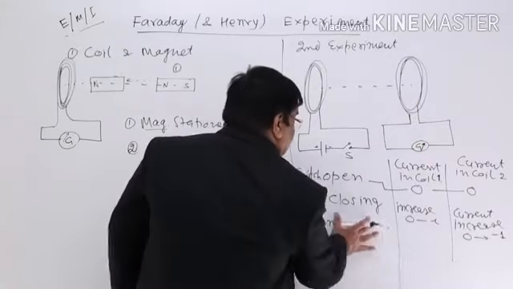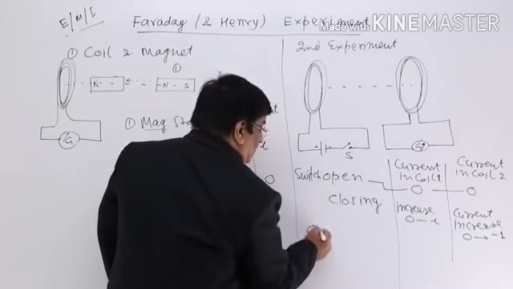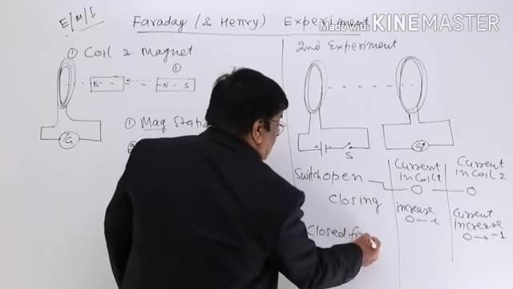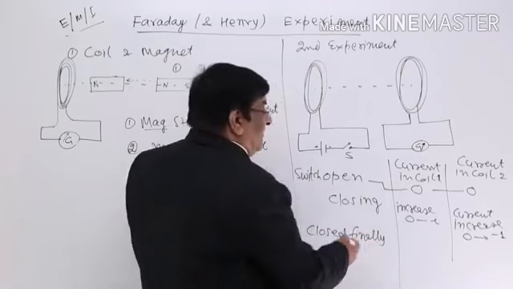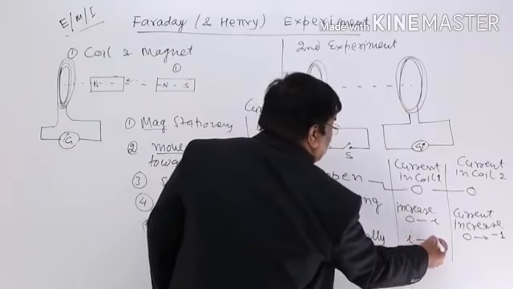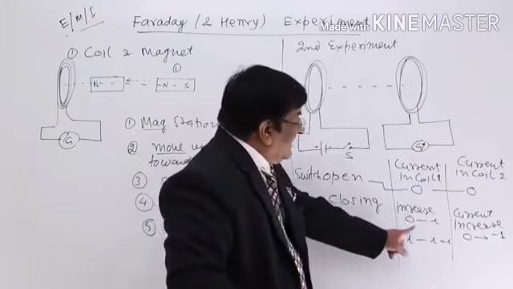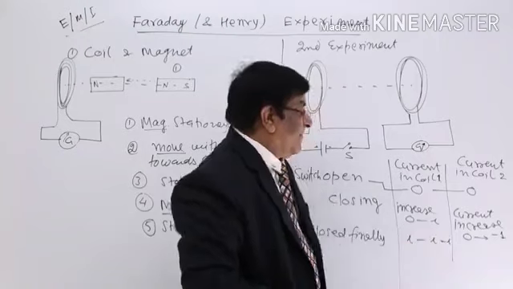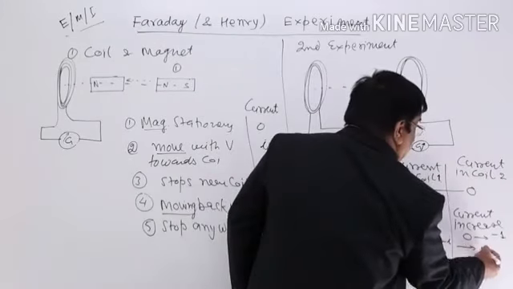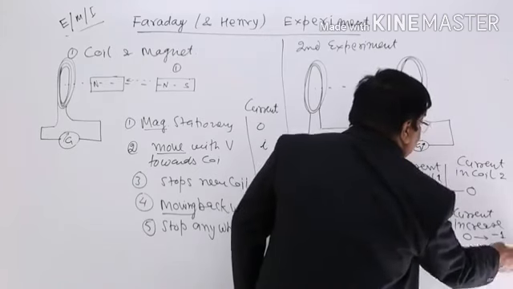Now third, closed finally. When we closed it finally, the current remains I. That means the current has become stationary. Now the current in coil number 2 becomes 0.